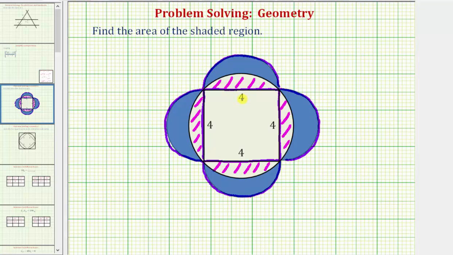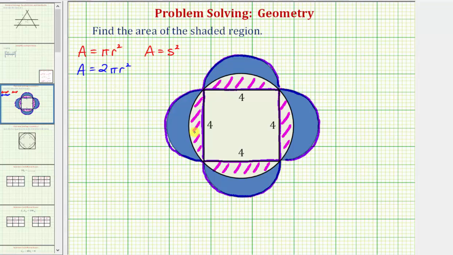We'll be using the area formula for a circle and the area formula for a square. So the area of a circle is equal to pi r squared, where r is the radius, and the area of a square is equal to s squared, where s is the length of one side. So let's begin by determining the area of the 4 semicircles. When we combine the area of 4 semicircles, that would be equal to the area of 2 full circles. So the area of the 4 semicircles is going to be equal to 2 times pi r squared.